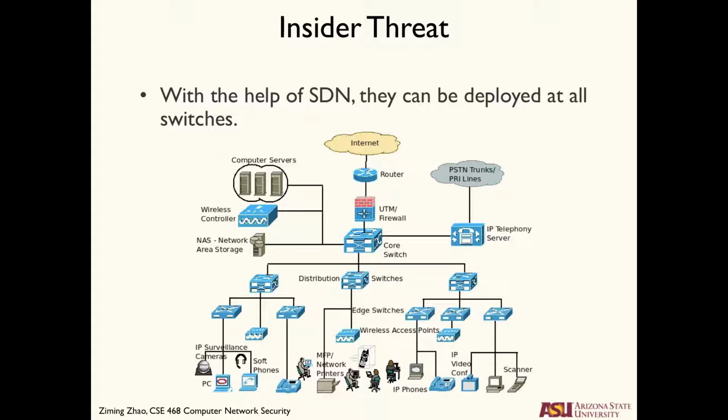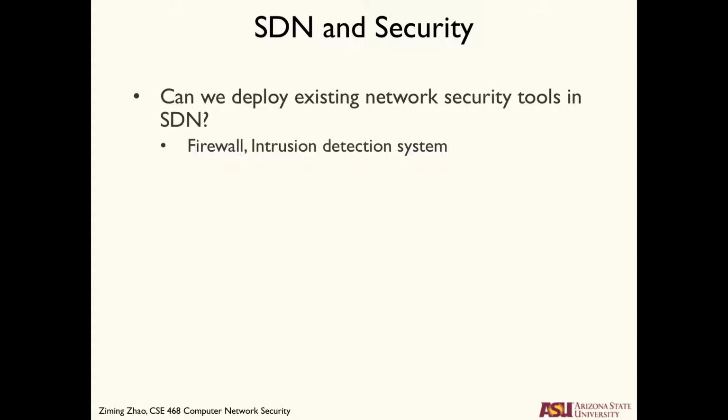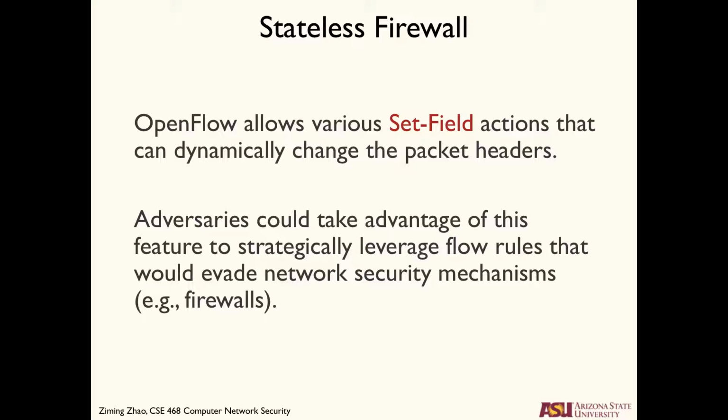And the next question is, even though we have the high-level idea of using SDN for firewalls and intrusion detection systems, and in theory it might provide better visibility of the whole network, can we really deploy existing firewalls or intrusion detection systems there? We have been studying this, and we found out there are actually some problems. So imagine we want to deploy a stateless firewall, where we only want to inspect each packet.